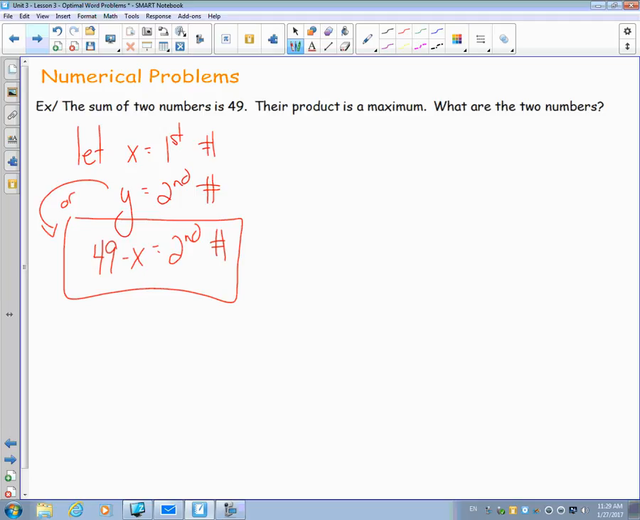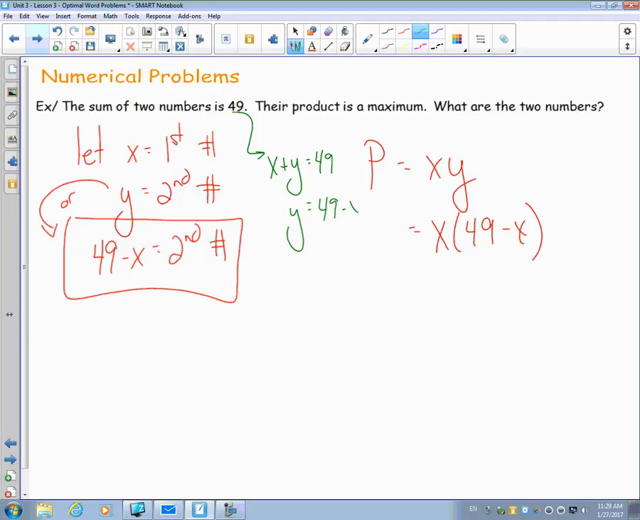The product is a maximum. How do I find product? Product means multiply. So x times y. Or in other words, x times 49 minus x. How would I get 49 minus x? Well, I know that x plus y is 49, right? That's what it tells me here. So if I want to figure out what y is, I can say, well, it's 49 minus x. Then I can plug it in.